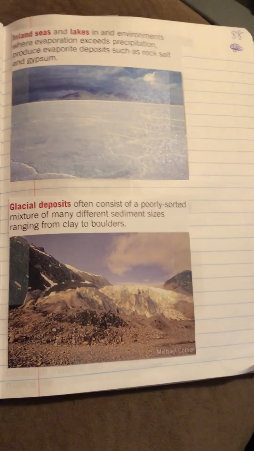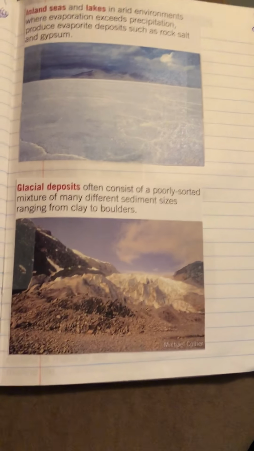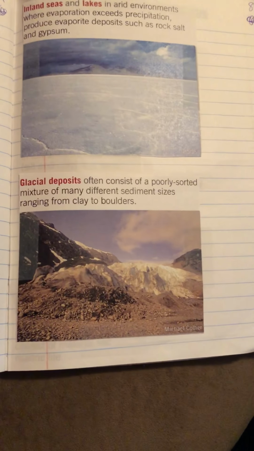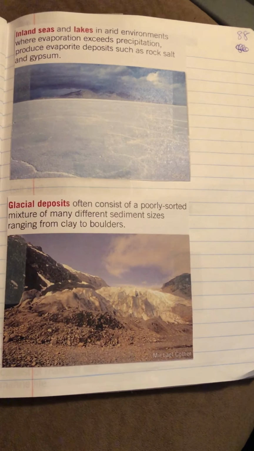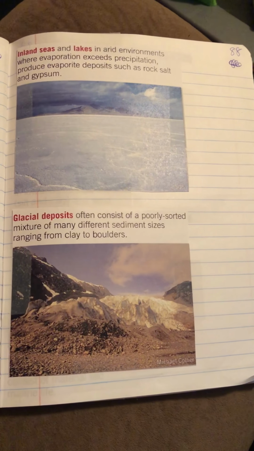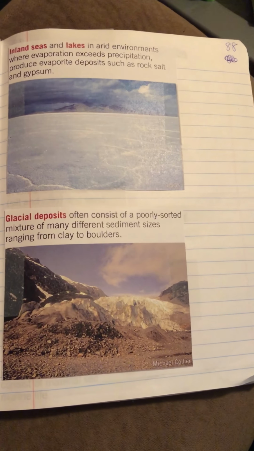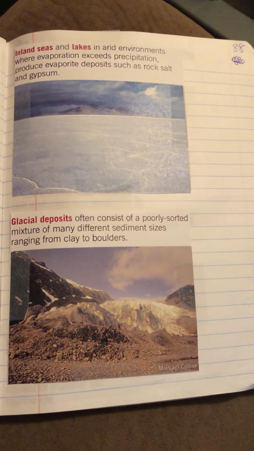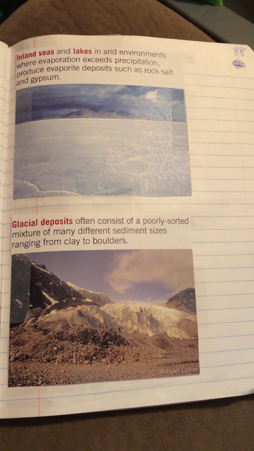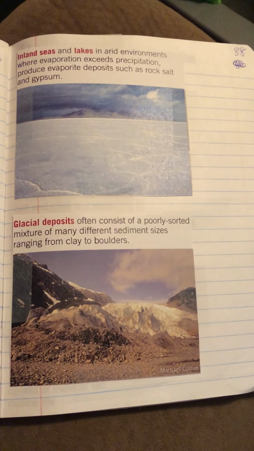Glacial deposits we haven't talked about a lot in class, but glacial deposits are going to be very poorly sorted. So just random material that gets transported pretty much very close to where it originated. So it's not going to be rounded really at all. It's just going to be a big glob of poorly sorted mess.